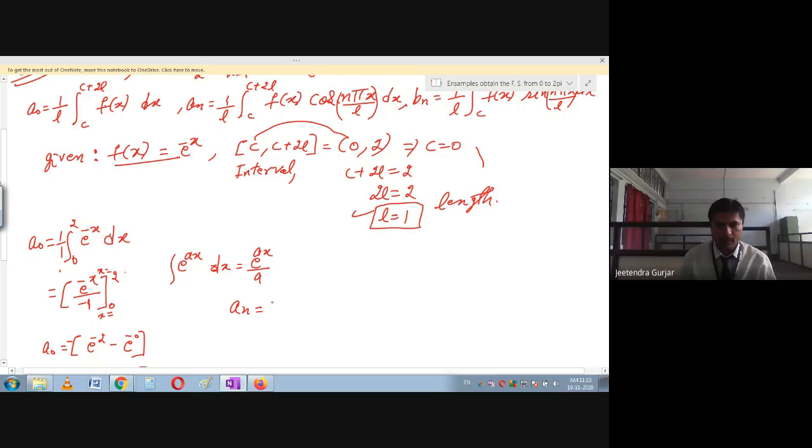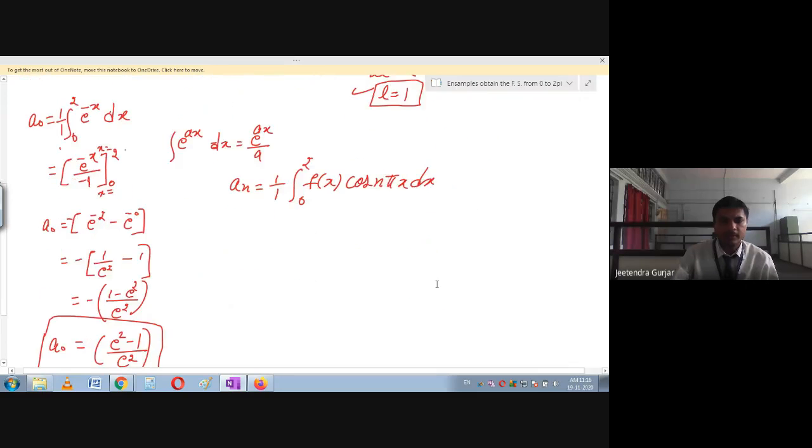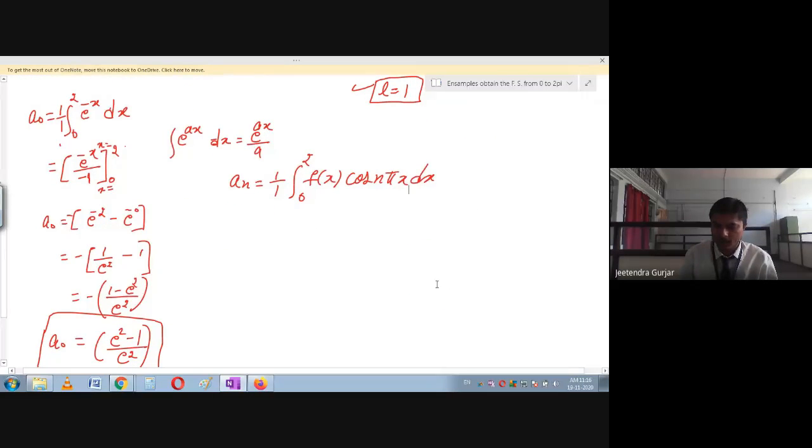So I will substitute one by one. L is 1, students, and the interval they have given is integration 0 to 2. Then f of x remains as it is. Then you can see here cos n pi x, L is 1, so I have taken it as 1 only. Okay, now you have to simplify this integration. Very important, students, you must be perfect in integration and differentiation. That will be very easy.